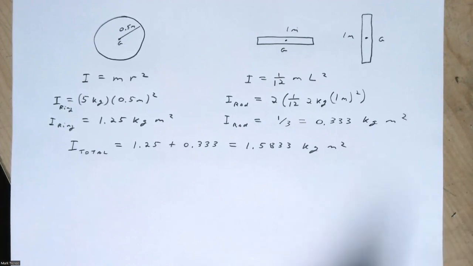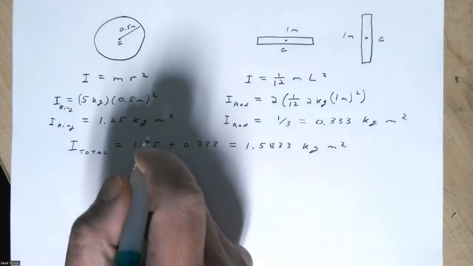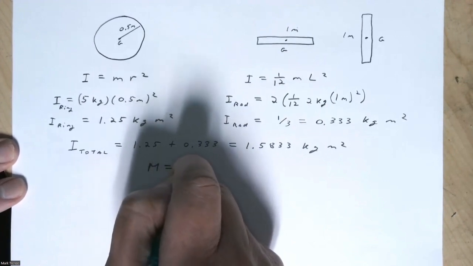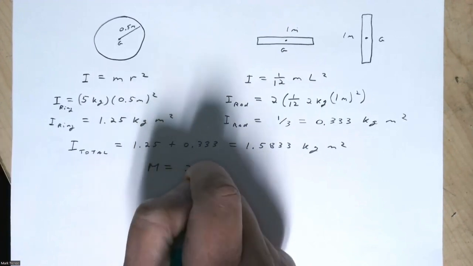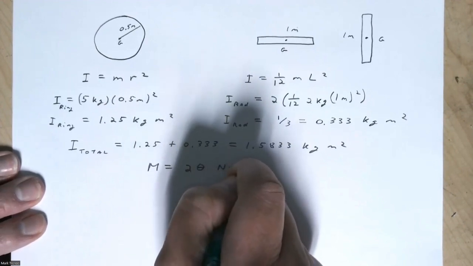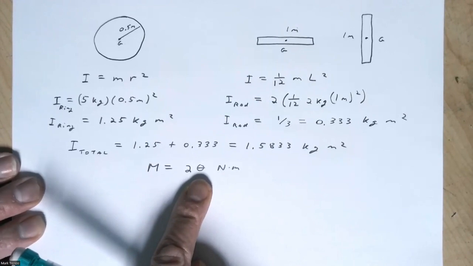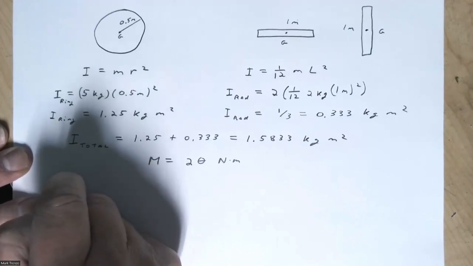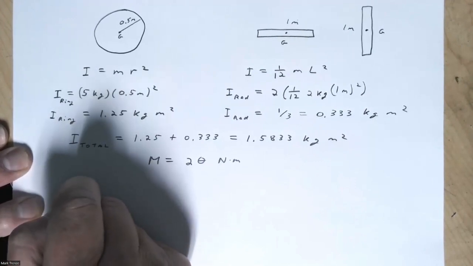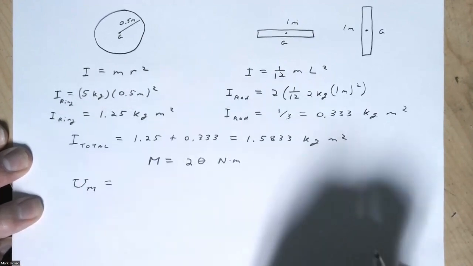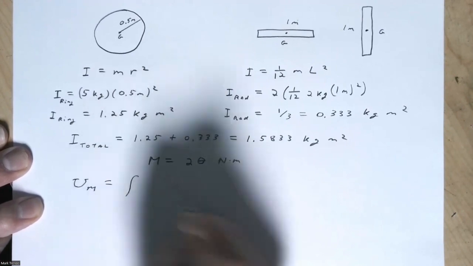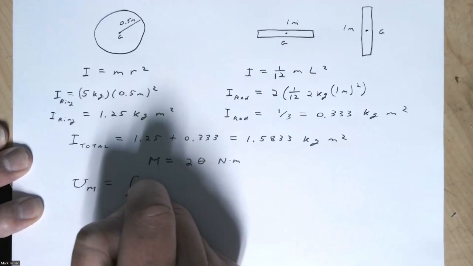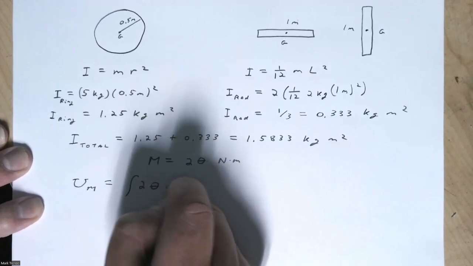That spring is going to result in a moment. Now notice again that the moment is variable. So our moment, as it's given here, is going to be 2 theta Newton meters. So it's going to vary depending upon the angle. So when we calculate our work, it's only going to be of that spring, or that moment, and it is going to be the integral of 2 theta d theta.